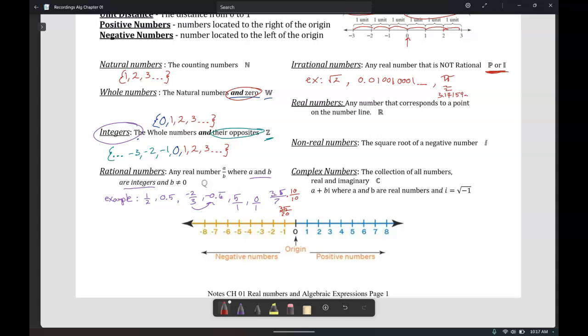3.14159 and so on, but it never has a pattern, never repeats. We also have Euler's number, which is represented with an E, which is approximately 2.71828, and the pattern continues.